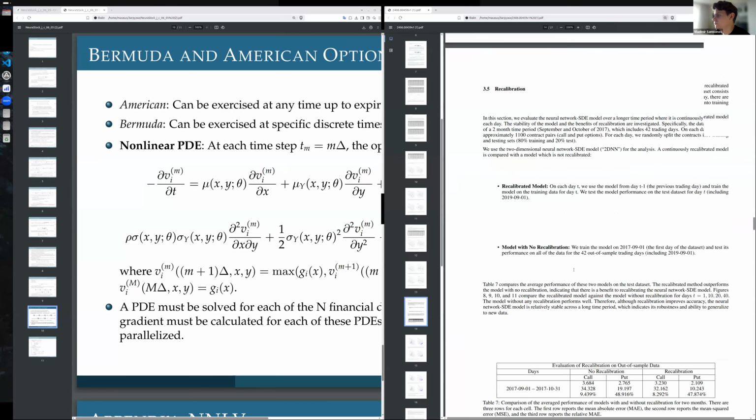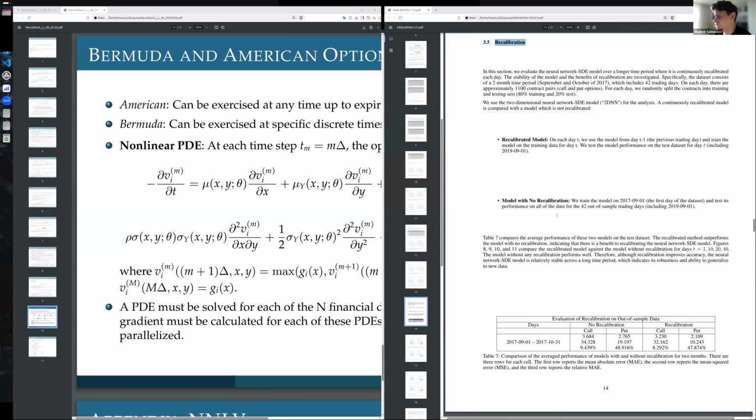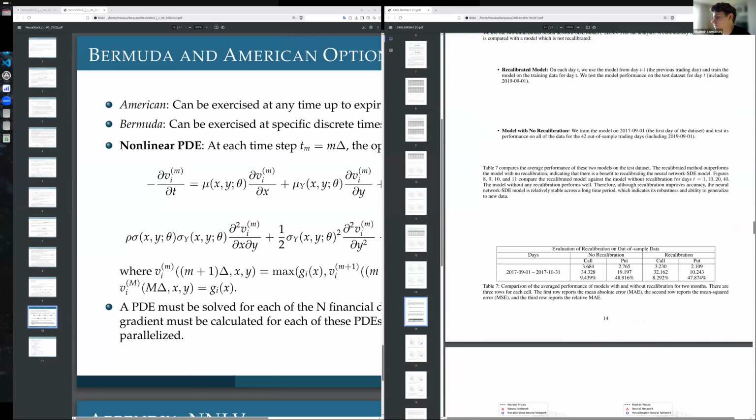I forgot to mention that for European options, they also have recalibration. It means that on each day t they use the model from t-1 and train the model on the training data for day t. So they recalibrate the model each day. And here you can see that with recalibration, they have better values of metrics.